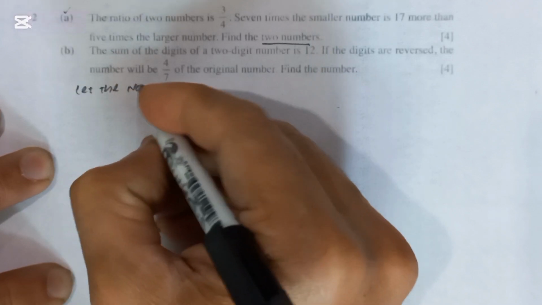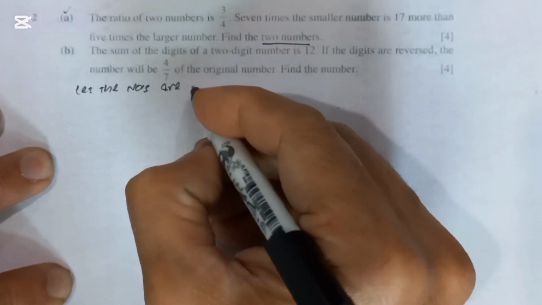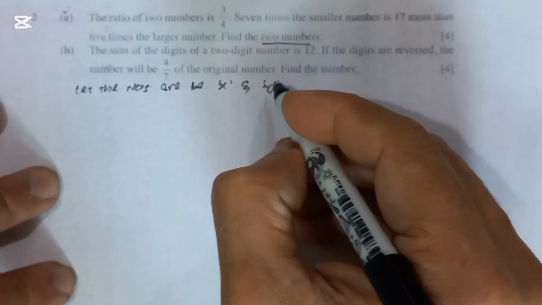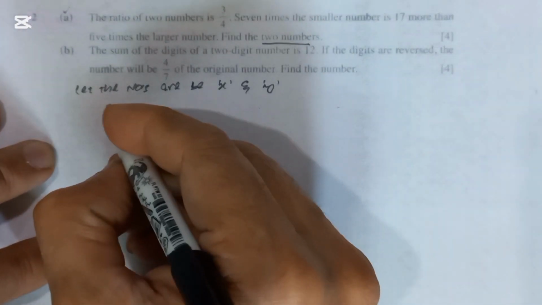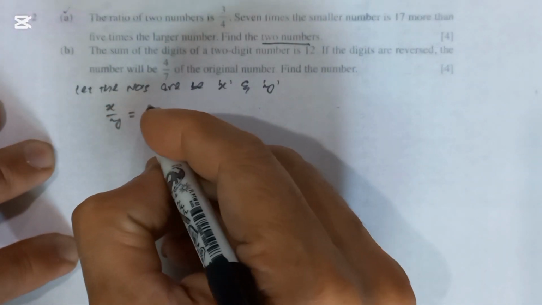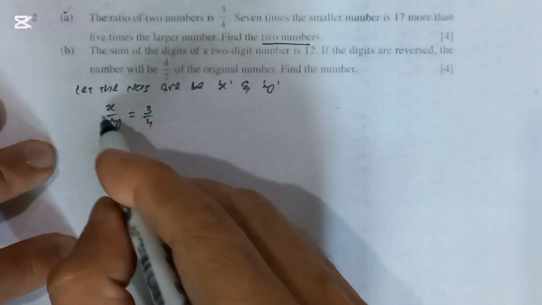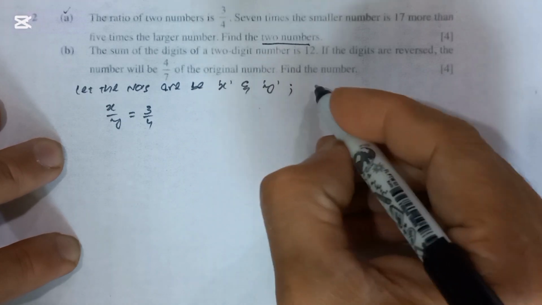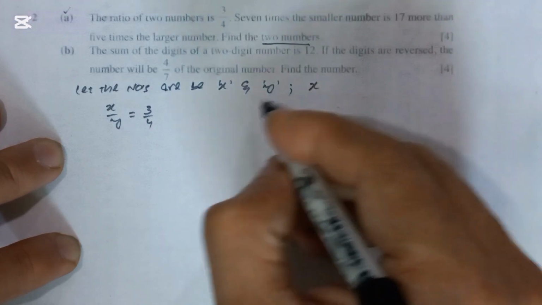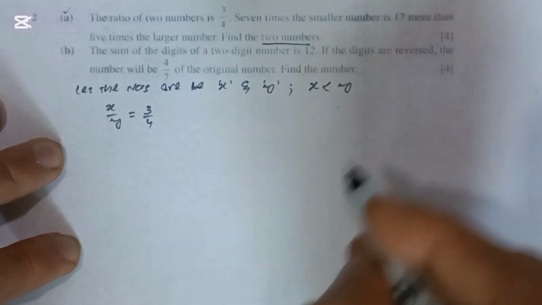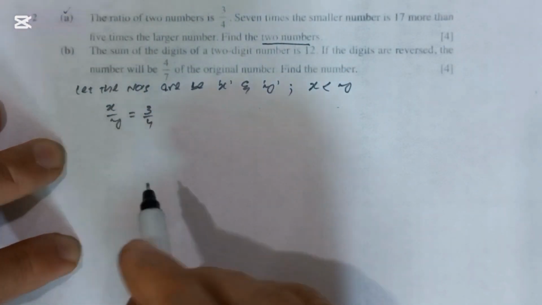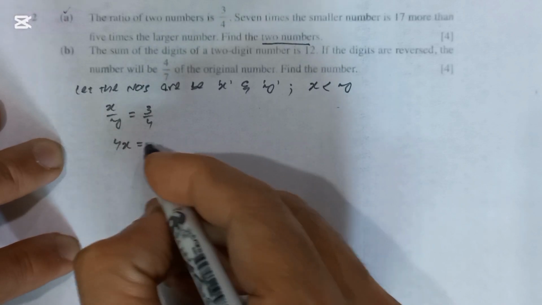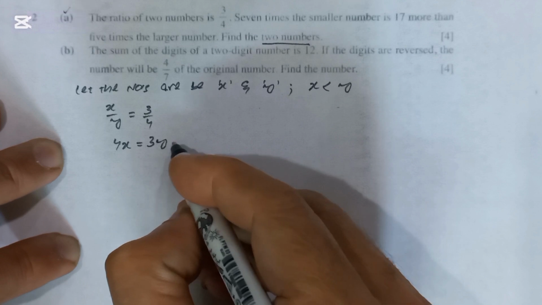So let the numbers be x and y. So the ratio of the two numbers, so definitely x over y will be equal to 3 by 4. Here we can clearly see x is smaller than the y. So at this spot you have to mention it also. x is smaller than y, because x is 3, y is 4. And from here we will cross multiply the values, so it will become 4x is equal to 3y. Call it equation number 1.